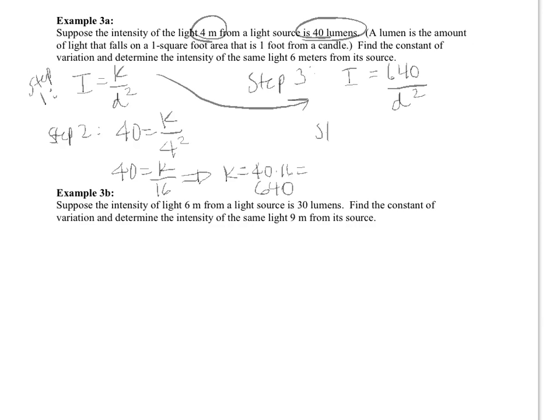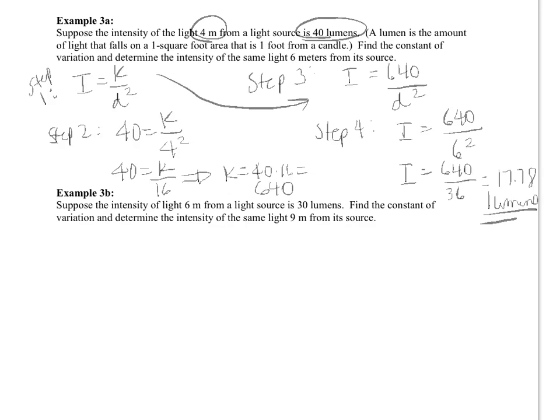And then in step 4, we're going to solve for the intensity of that same light that is 6 meters from its source. So intensity equals 640 over, our distance this time is 6, and we have to square it, 6 squared. So intensity equals 640 divided by 36, because 6 squared is 36. Our intensity is 17.78 lumens. That's our intensity of the light when it's 6 meters from its source.